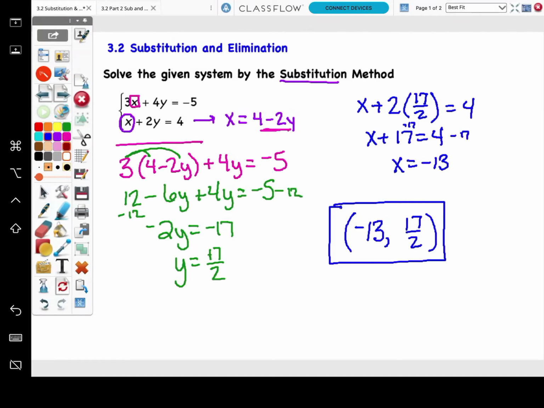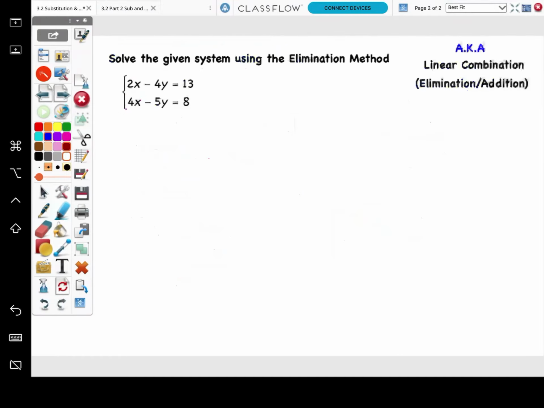All right, so that's the substitution method. You kick one variable out and bring in its substitute. The other method we use algebraically is called the elimination method, or at least that's what I learned it as. Some books call it the linear combination or the addition method. Every textbook's different. I always call it elimination. So it's right there in the name. It says elimination. We're going to eliminate a variable.